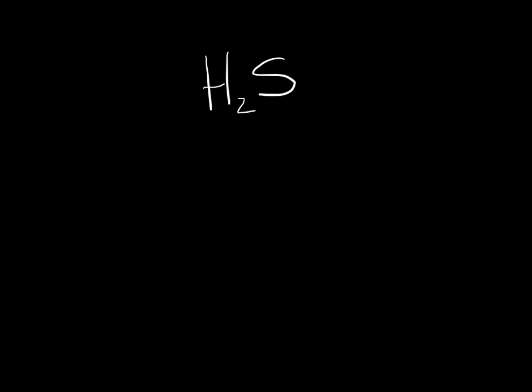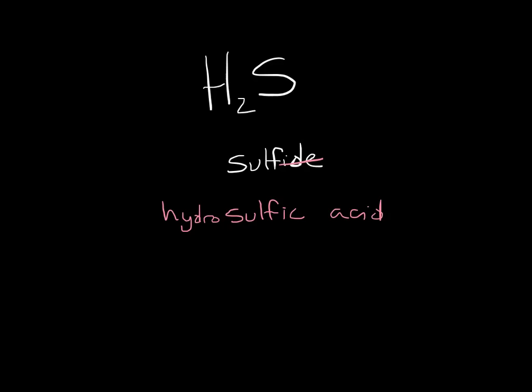So those are easy. The anion is sulfide. We drop that IDE and turn it to an ic. So this would become sulfic. But then, since it's a binary acid, we put a hydro at the beginning and an acid at the end. So this would be hydrosulfic acid. The difference between this one and an oxy acid is that hydro at the beginning. We never put a hydro on an oxy acid, but we always put them on binary acids.